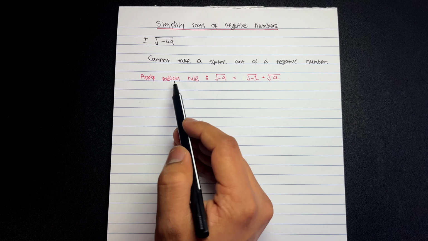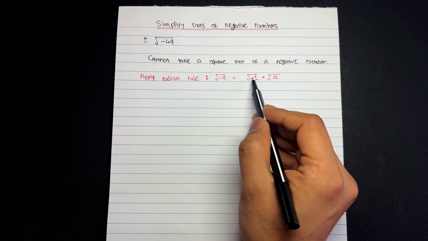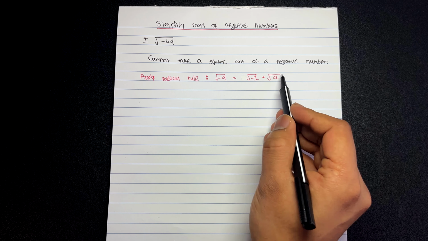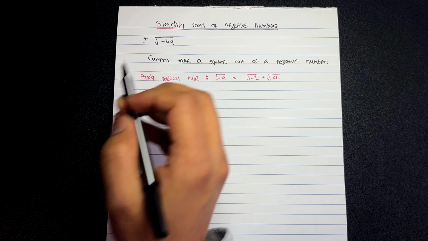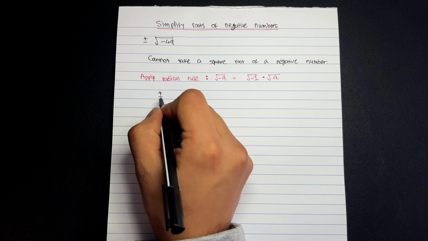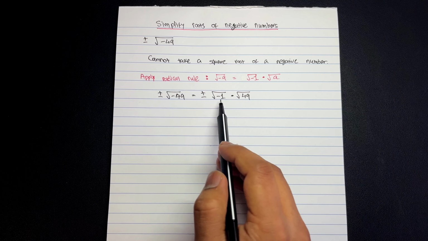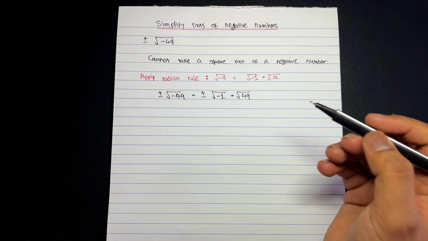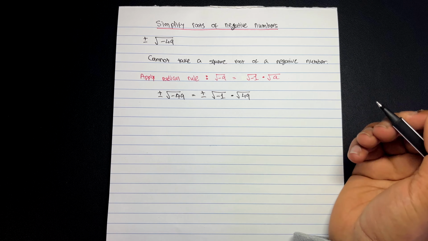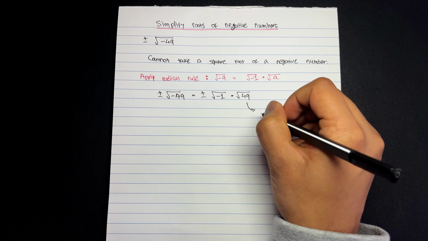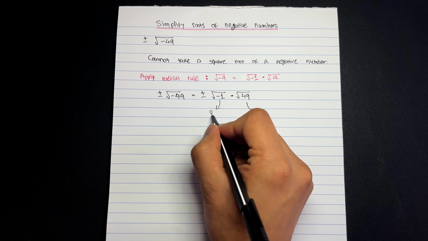Here's the radical rule, which basically says if you have a negative a under a square root, it can also be written as the square root of negative 1 times the square root of a. So let's use this radical rule and rewrite the square root of negative 49. We can do that by writing it like this. This is what it looks like when we rewrite it. Now, from this, we do know what the square root of 49 is, which is 7, right? However, we don't know what the square root of negative 1 is.